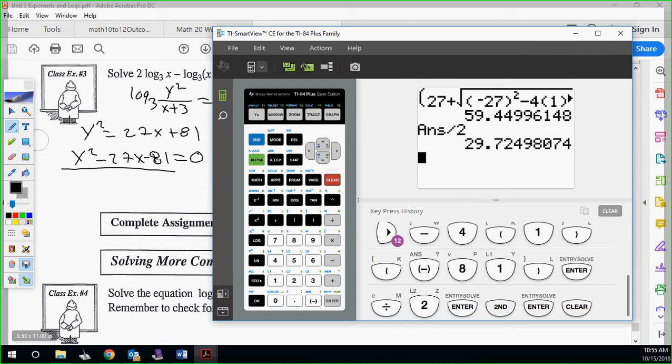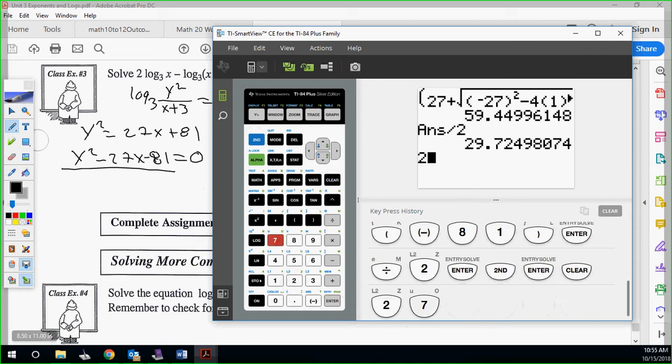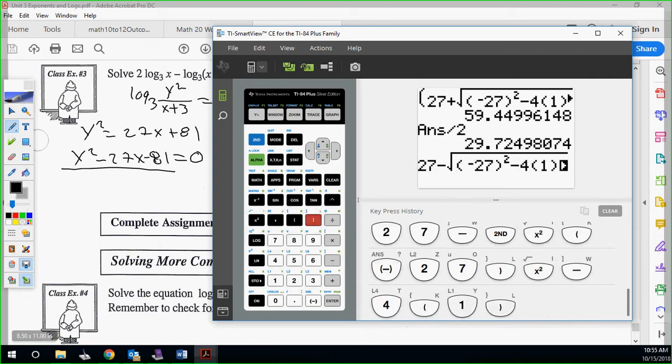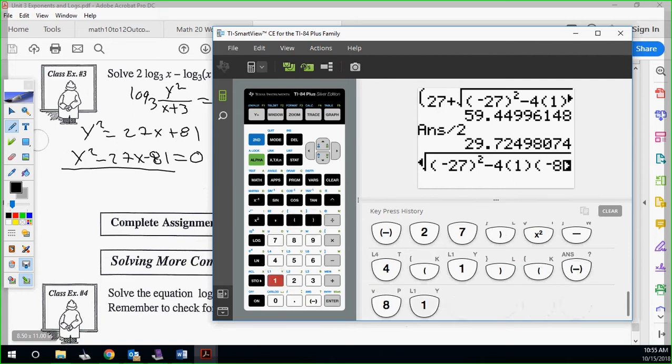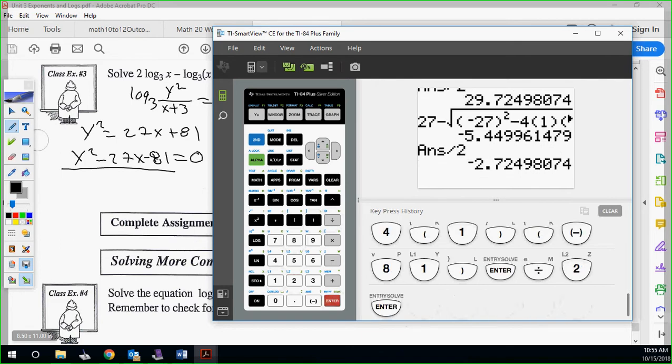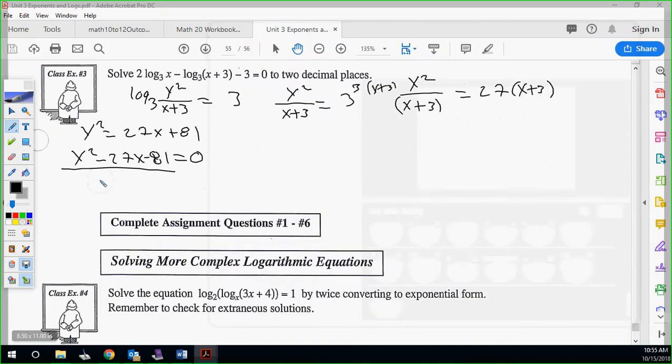So then, dang it, should have done it a second ago. So now we go 27 minus, okay, I don't have to use a bracket, so I'm going to divide second, so that's fine. 27 minus square root, the negative 27 squared, minus 4 times 1 times the negative 81. So there's your two answers right there, 29.72 and negative 2.72. So when we do that, we come back to that.